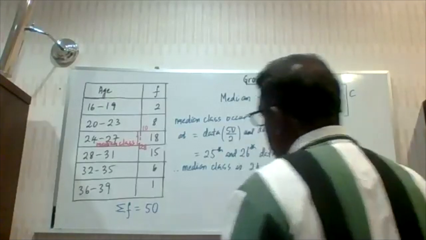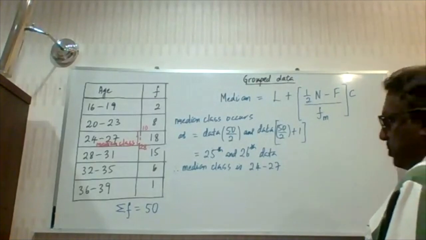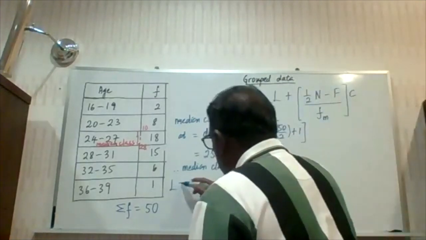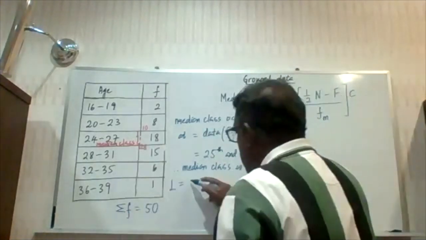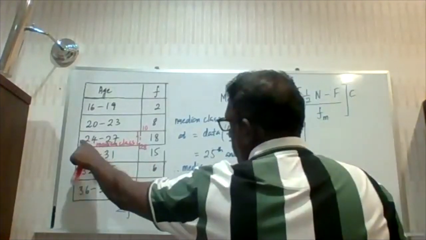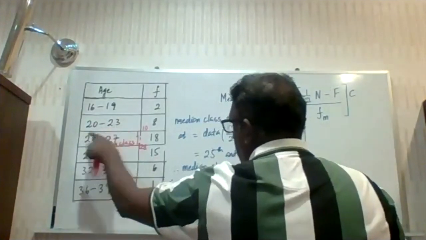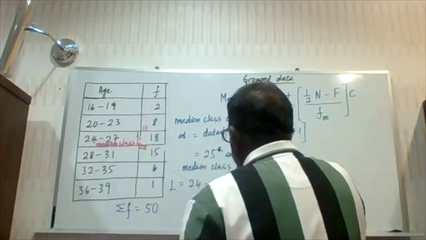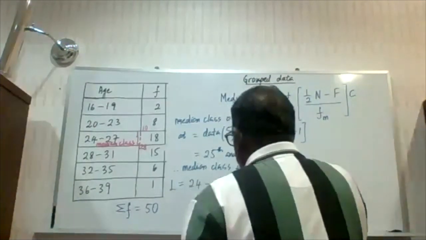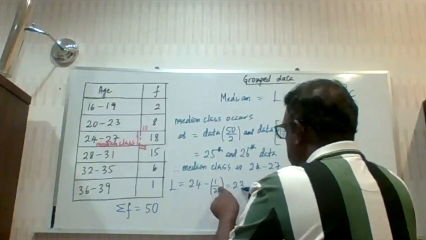So this is where the median is, right? Okay, so now you have to get all the information. So the lower boundary of the median class is 24 minus... So you look at the gap between 24 and 23. This is the gap between two adjacent classes. That's 1 unit, so it is 1/2, half of that, and that will give you a lower boundary of 23.5.